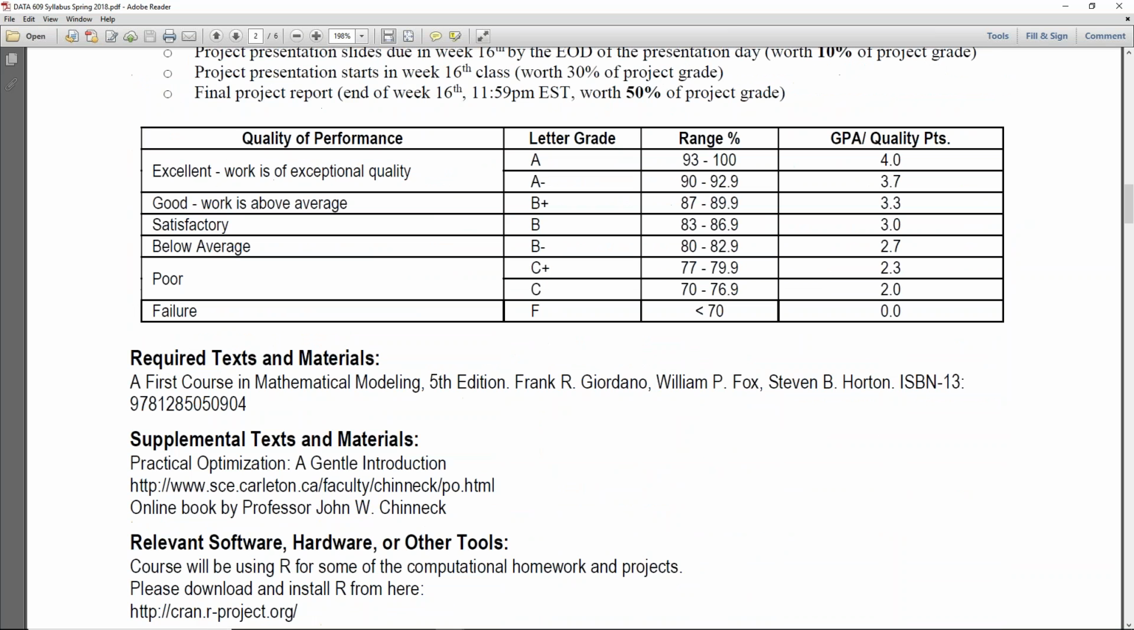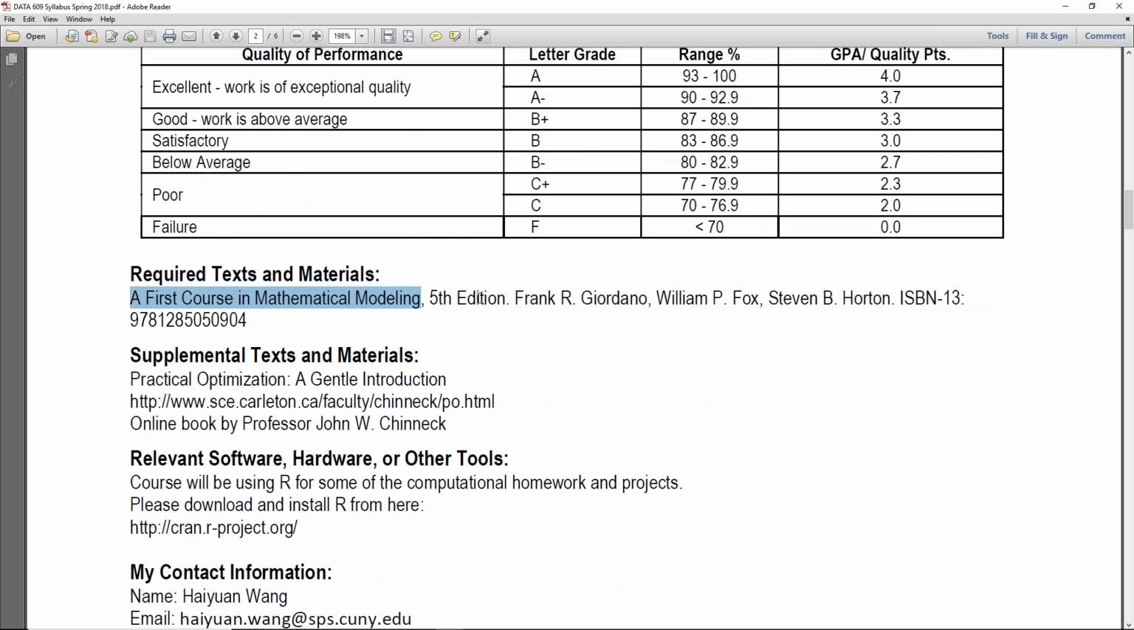Here is the general letter grade scale that we follow in the CUNY system. You probably are already very familiar with that. And then this is the required text. If you haven't ordered the textbook yet, you should definitely do that right away. I think it's very important for you to have the textbook so that you understand what it is, and especially some of the key concepts you have to read through the textbook so you would understand them better.